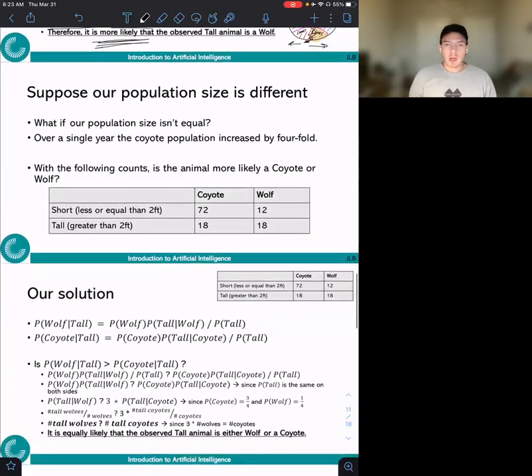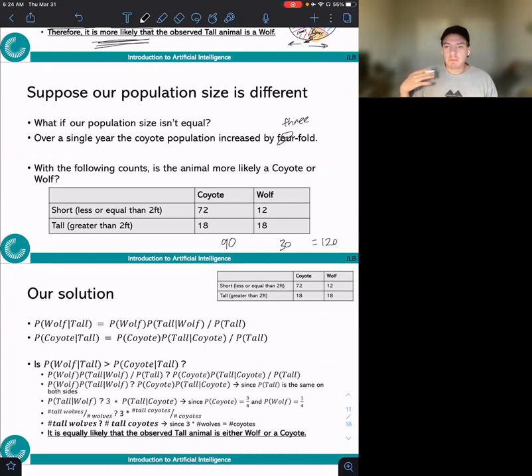So suppose that our population size is different, that over 1 year, the coyote population increases threefold, where before there were 30 coyotes and now there are 90 coyotes and there are 30 wolves in the population. And so there's 120 animals total, but you can see that there's an imbalance between the wolves and the coyotes. And so how does this change our problem?